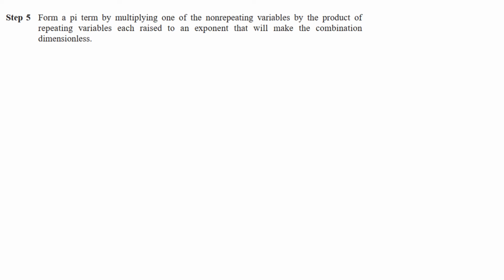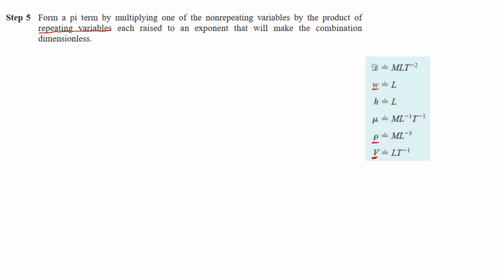So now let's move on to step 5. In step 5, we are going to take one non-repeating variable and multiply it with the repeating variables that we defined in the previous step. Our repeating variables were the width, the density, and the velocity. So we will take these repeating variables and multiply them with one non-repeating variable.